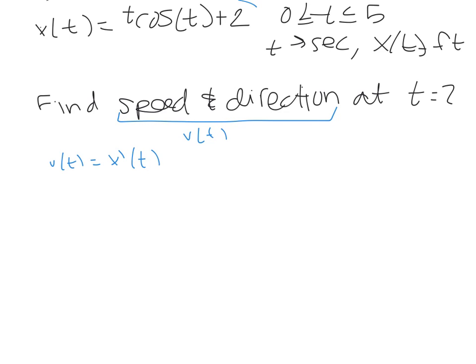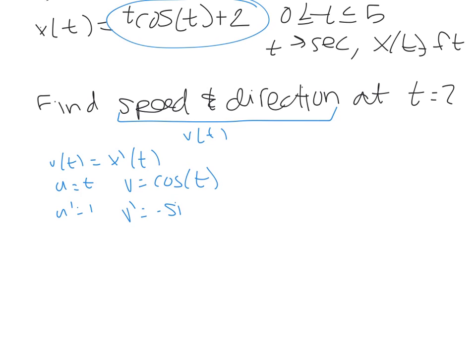So I'm going to take the derivative of this function. And I know that that has a product in it, right? t cosine of t. So I'm going to have to use the product rule. Okay. And then I just need to put it together like I always do. So u prime times v. So that would be 1 times cosine of t. And then t times negative sine of t would be negative t sine of t. Okay, so that's my product rule.